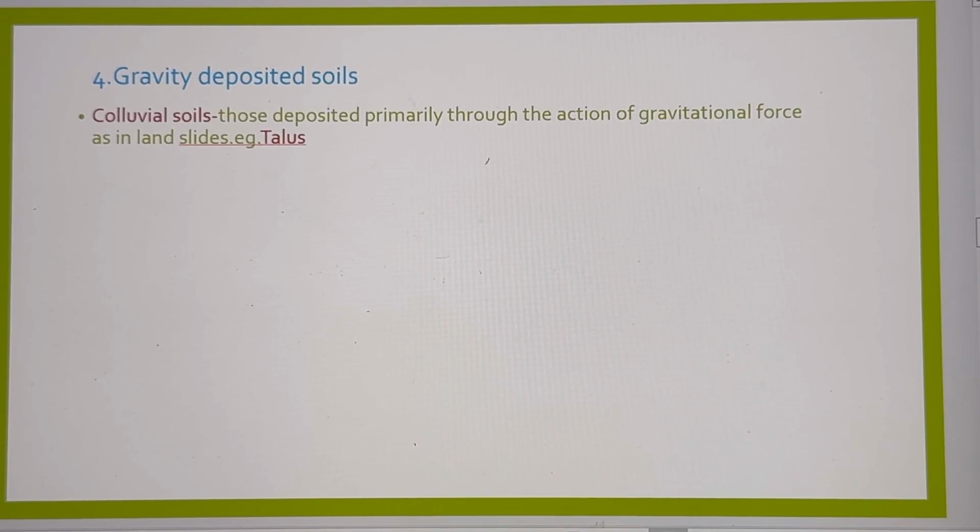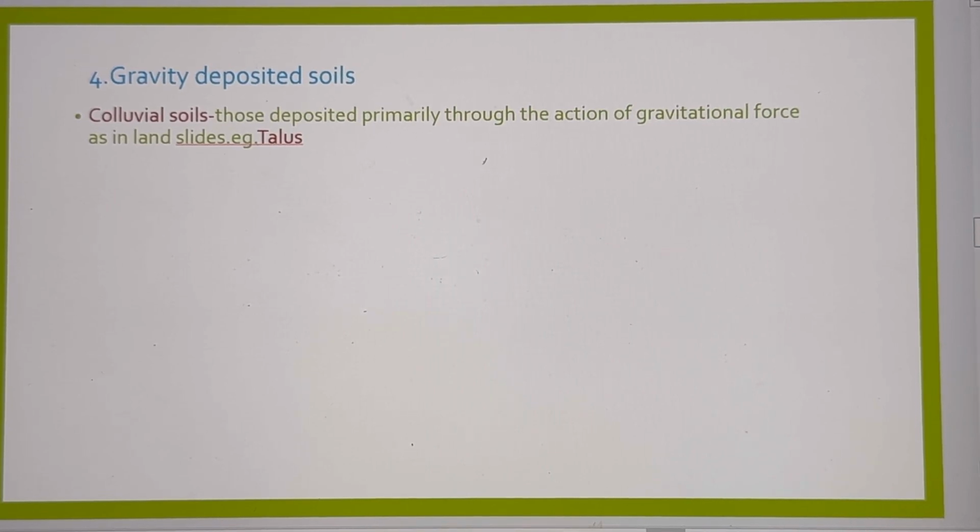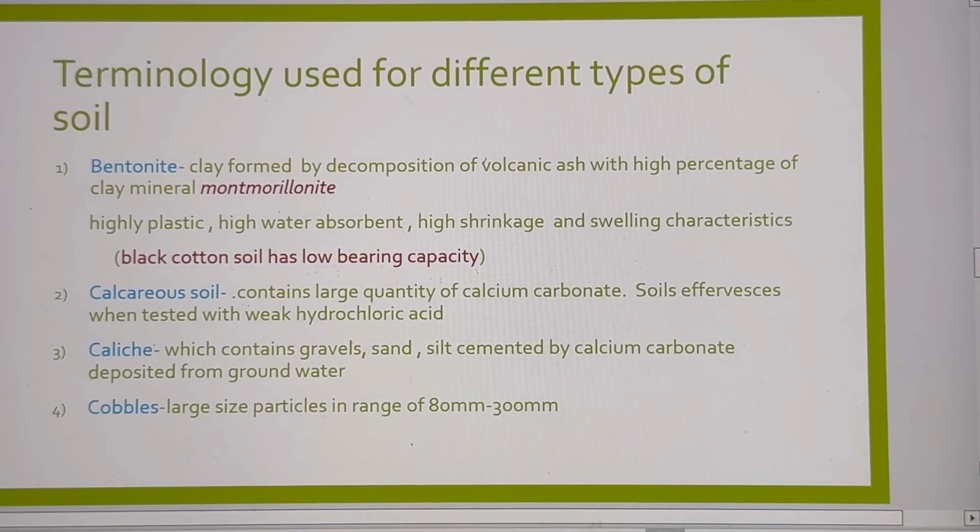Now you have gravity deposited soil. Colluvial soil, those deposited primarily through the action of gravitational force, as in landslides. An example is talus. Talus is a type of colluvial soil, that's the gravity deposited soil. So we have learned what water deposited soil, wind deposited soil, glacier deposited soil, and the fourth one is gravity deposited soil. So in today's class we will learn this much only. In the next class I will explain the terminology used for different types of the soils.